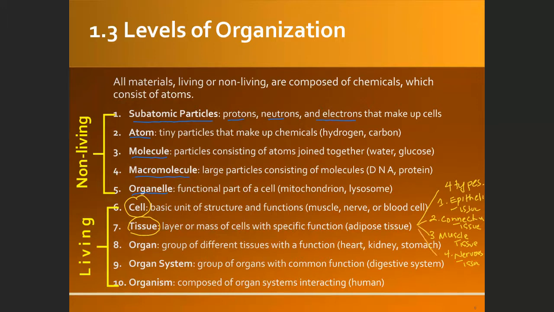So cells combine together to make one of these four types of tissue, whether epithelial tissue, connective tissue, muscle tissue, or nervous tissue. And then several tissues will combine together, organize together to make an organ. So the next level will be the organ that consists of different types of tissue, like for example, the heart. The heart is an organ that consists of different types of tissue.